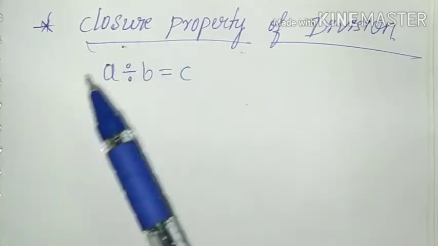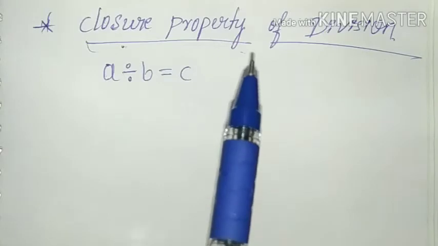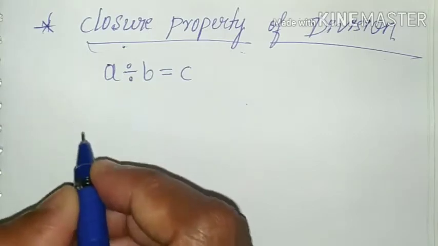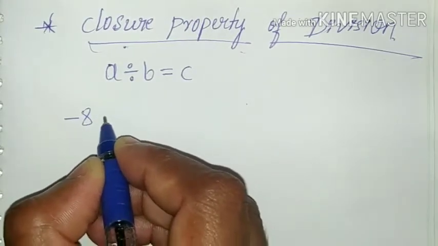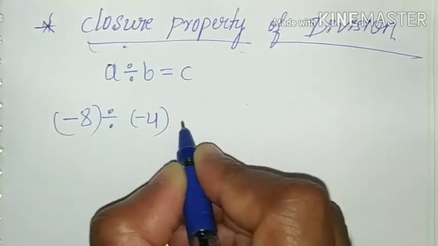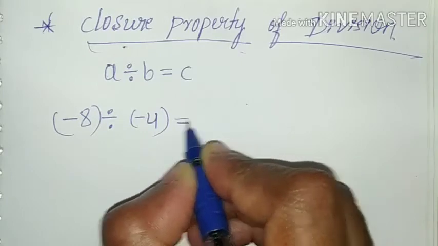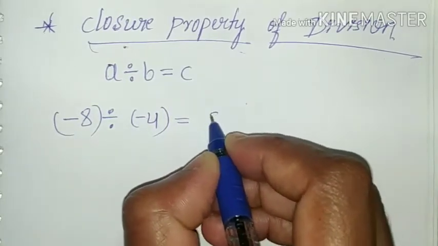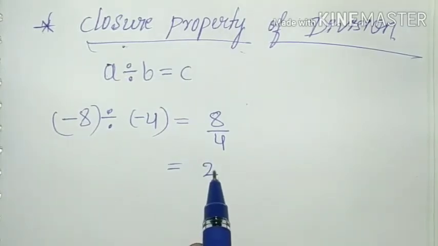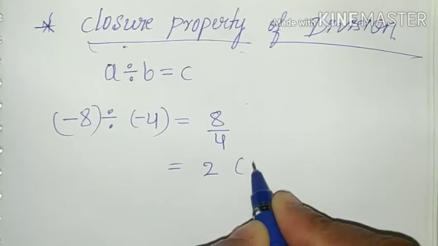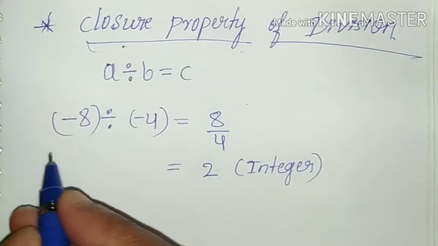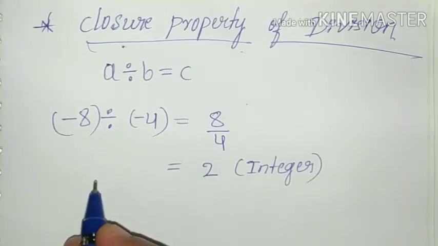Let's check whether the closure property of division is satisfied or not. I will take two integers: minus 8 divided by minus 4. Minus minus is what? Plus. So 8 by 4, 2. 2 is an integer, right? Okay, here it is satisfied.